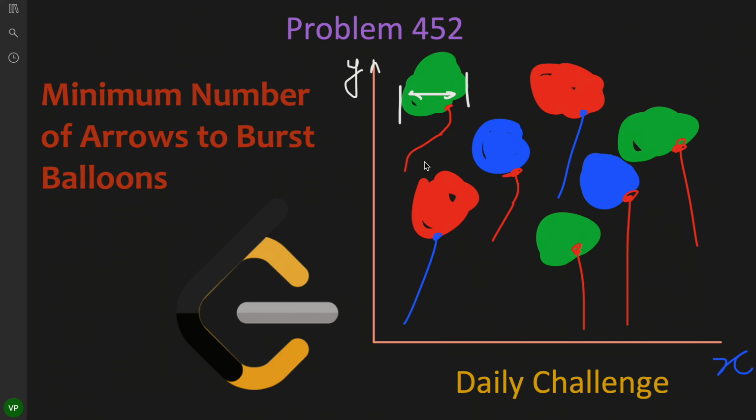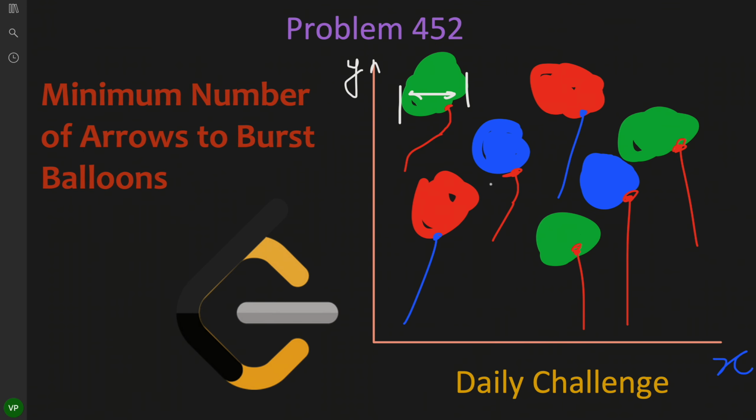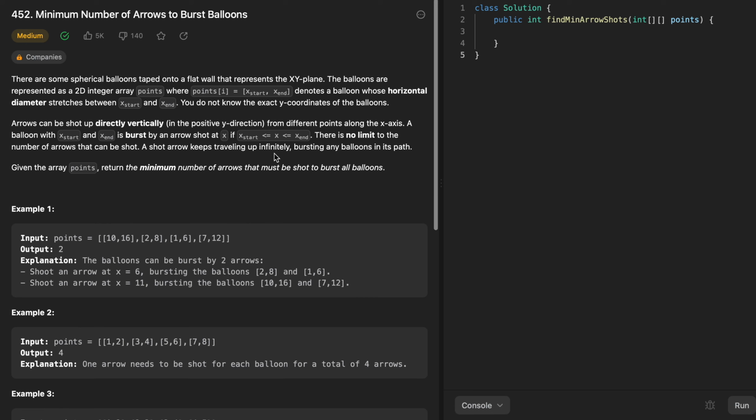So we have a 2D array. What we need to do is shoot arrows vertically up so that the balloons pop, and we have to pop all the balloons that there are. For example, if we have these many balloons, then we shoot arrows like this, and this arrow will pop all the balloons on its way. If we shoot an arrow here, or here, this will pop these two balloons. Similarly we can pop the balloons, and our problem is to find the minimum number of arrows that must be shot to burst all balloons.